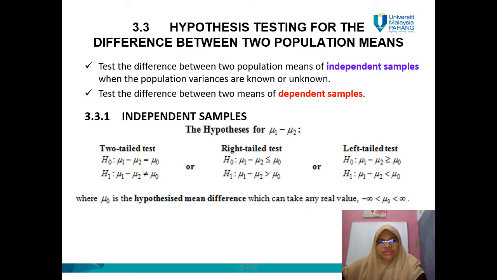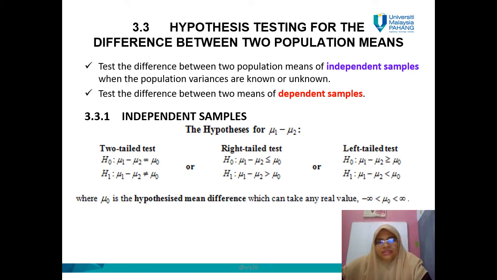Today I'm Siti Roslinda. We'll share with you the topic 3.3 hypothesis testing for the difference between two population means. In this topic, we divide it into two. The first one is independent samples and the second one is dependent samples. For now, we will go to the first part, that is independent samples.